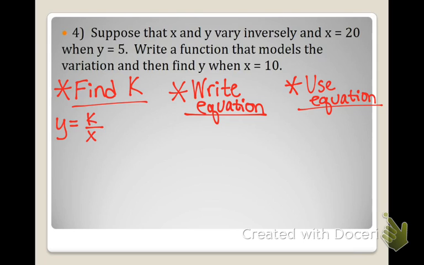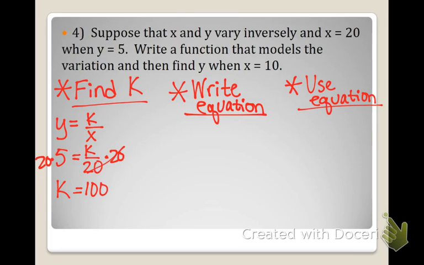So we're finding K, we're going to plug in what we know. Y is 5 when X is 20. So either way you're working it, when you find K, it's going to equal 100. So this way we multiply by 20 on both sides.